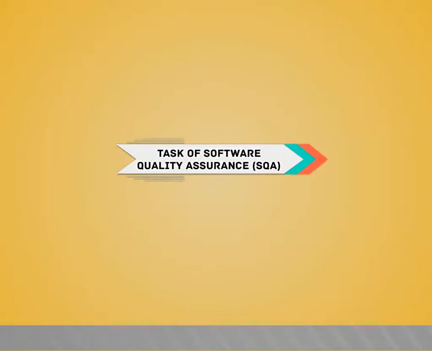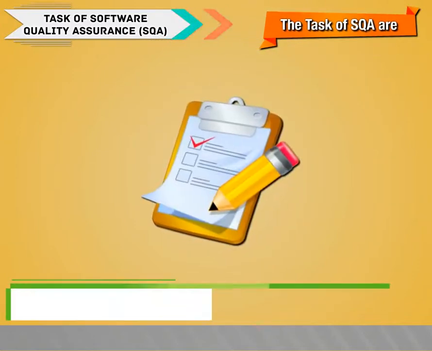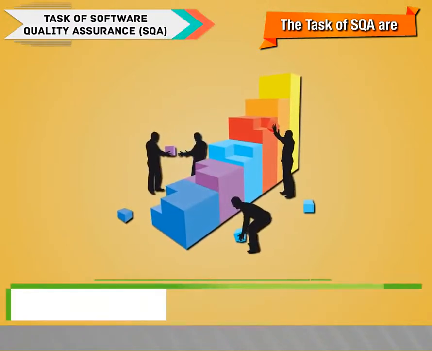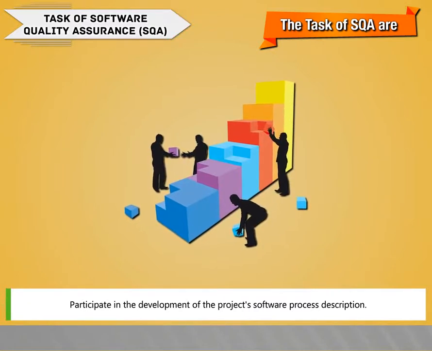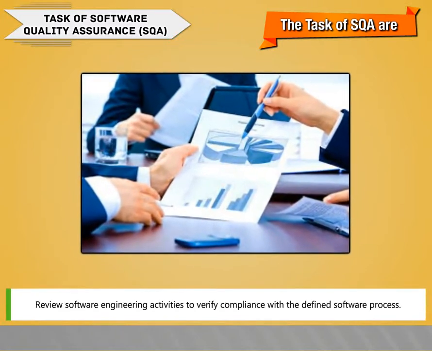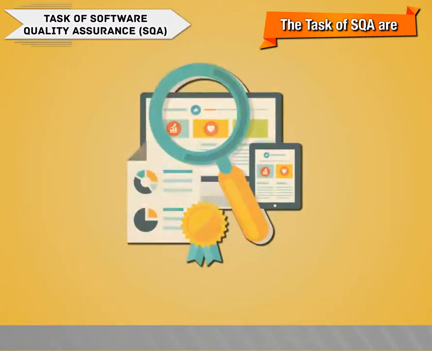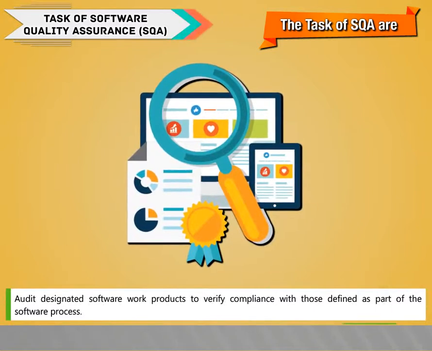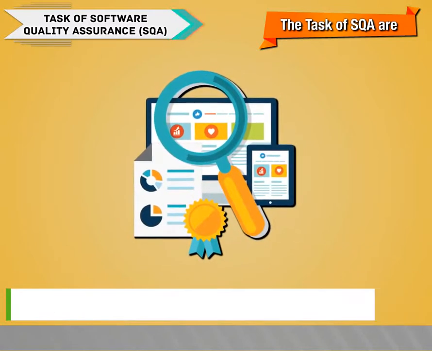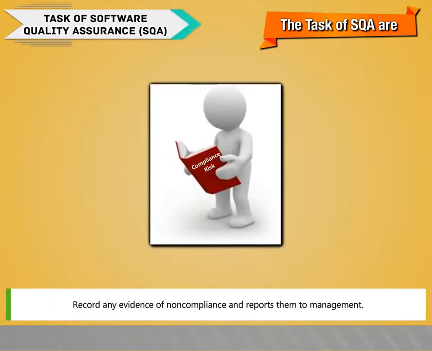Task of Software Quality Assurance (SQA). The tasks of SQA are: prepare SQA plan for the project, participate in the development of the project software process description, review software engineering activities to verify compliance with the defined software process, audit designated software or products to verify compliance with those defined as part of the software process, record any evidence of non-compliance and report them to management.